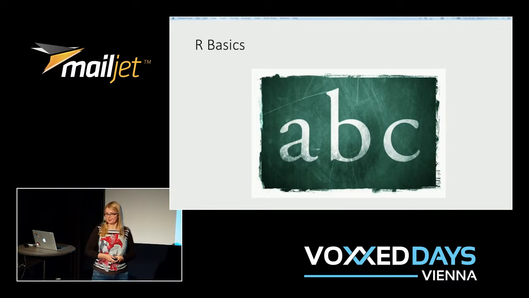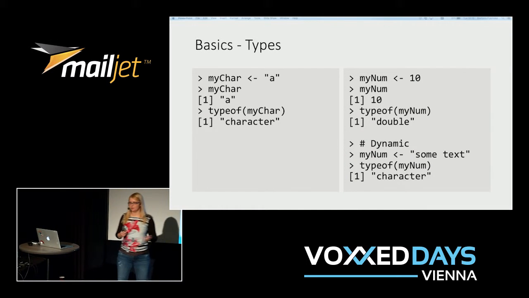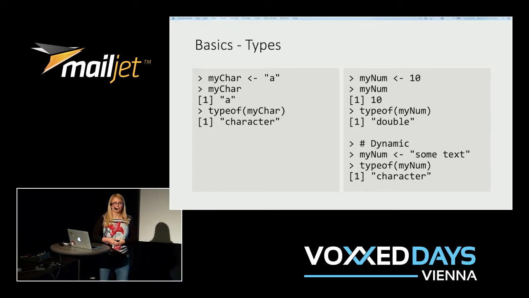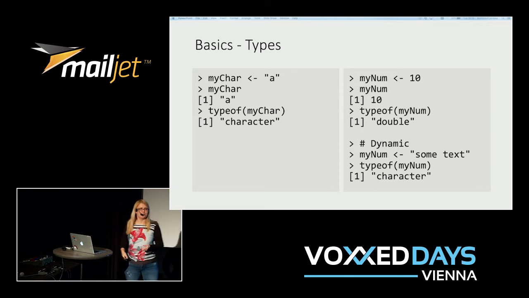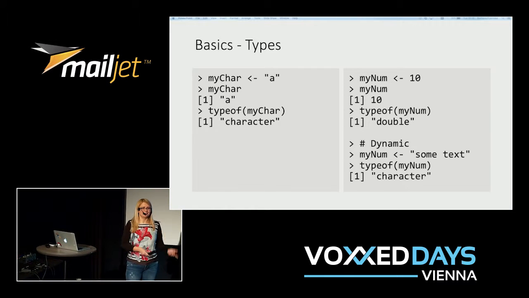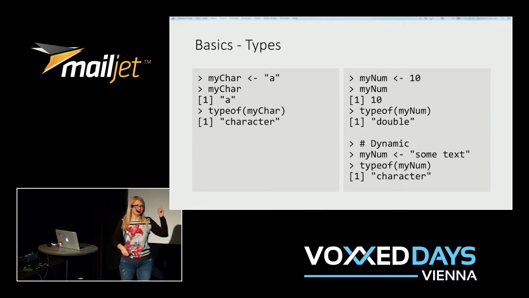So, R basics. Let's start coding. Remember I told you it's a horrible language? So these are like the basics, just types. So I created my character. I assigned a value A to it. Assigning is an arrow, by the way.